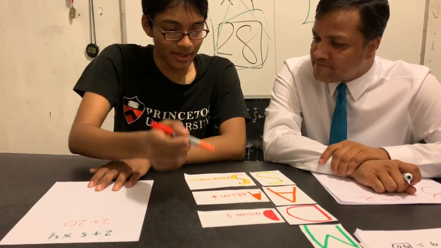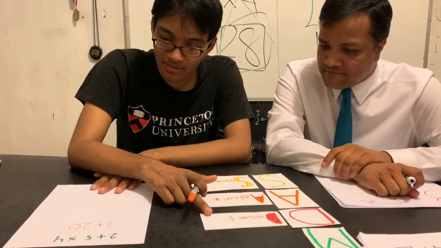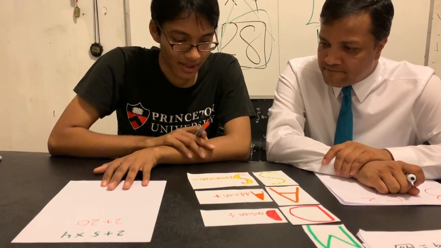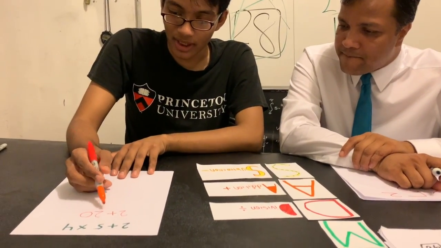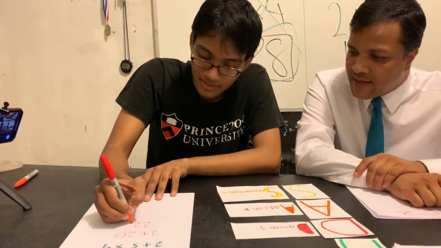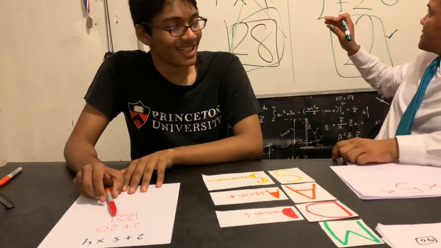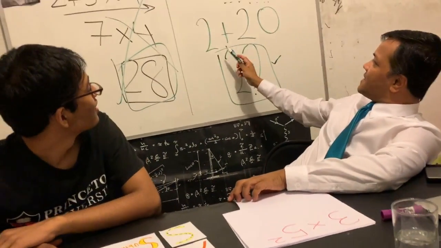Okay. So let's see. Then do I have division? No division. I have addition. Yes. So 2 plus 20 gonna give me 22. That's exactly how.